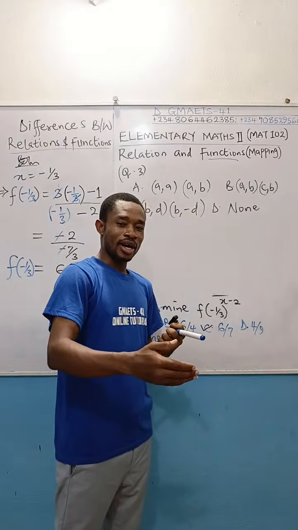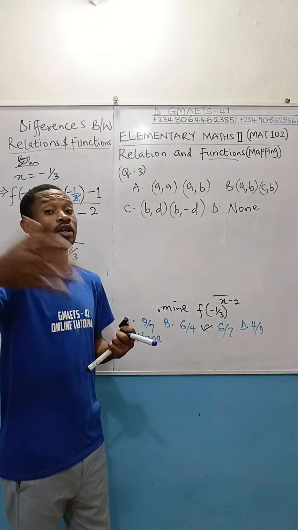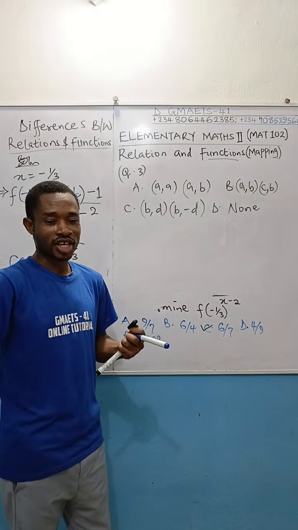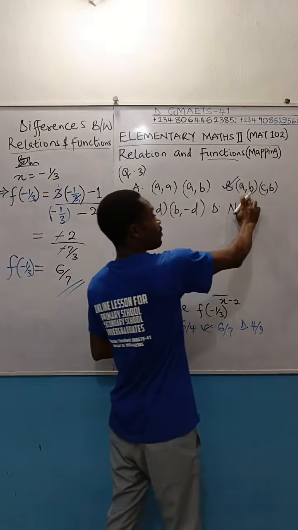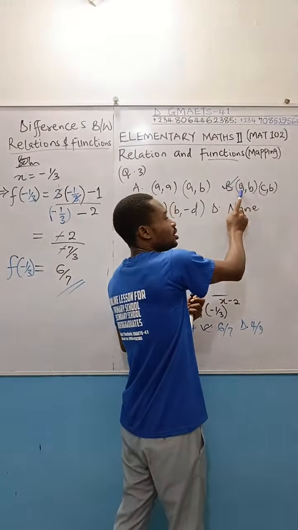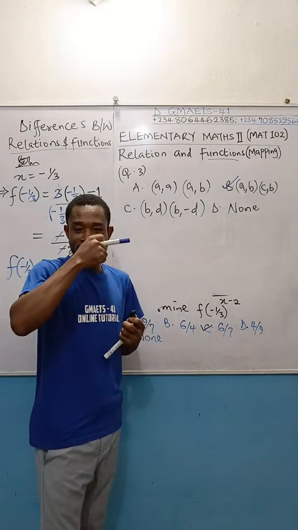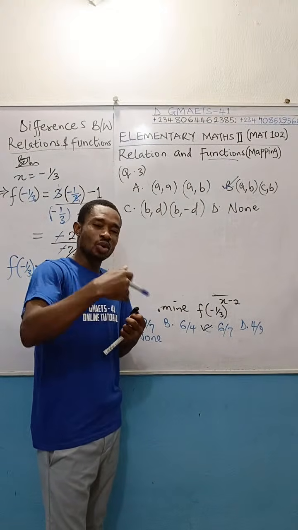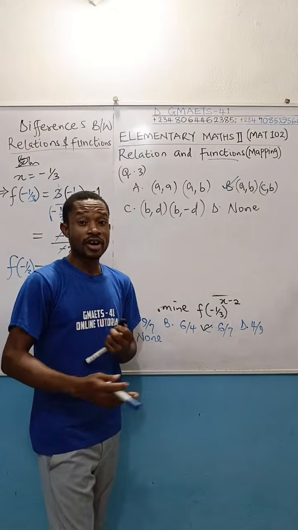Remember, a father or a mother can give birth to more than two children or one child. That's just the idea. So this is the correct answer. This is the function. The key thing is just to look at the domain. The domain must have different elements. The codomain is not a problem. The codomain may be the same element or different elements.